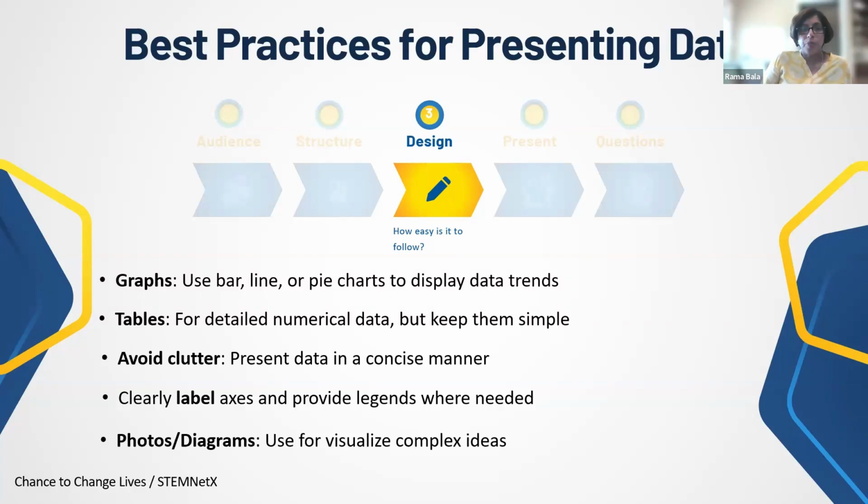Same thing with graphs to display data trends. Make sure that you label your axis clearly. And also use of legends is extremely important where you can fold in the discussion as you are presenting your data results. Photos and diagrams are almost always helpful to visually present a complex idea, whether it is hypothesis or interpreting the results. Use of illustrations can also be another way of presenting the information effectively. Next slide, please.